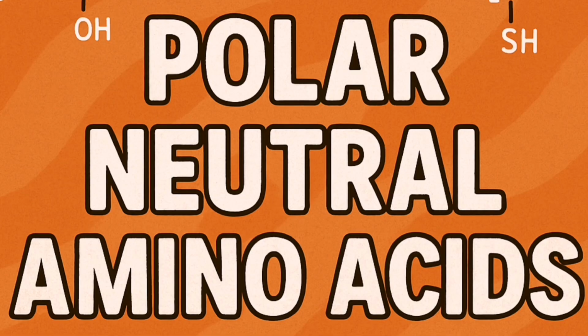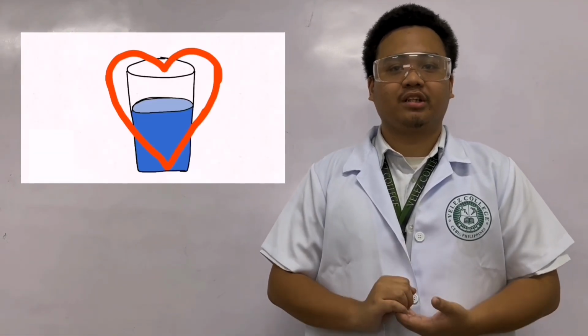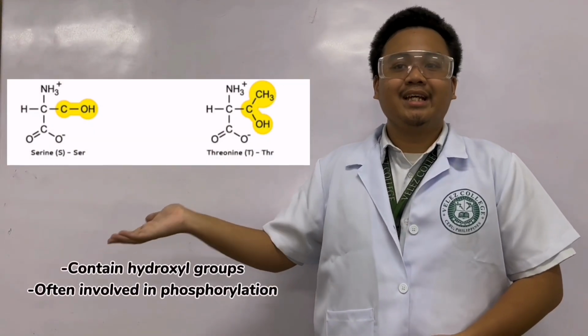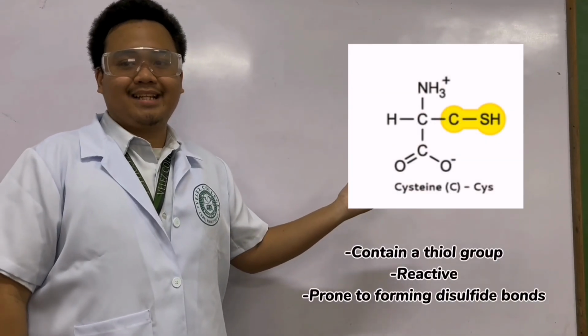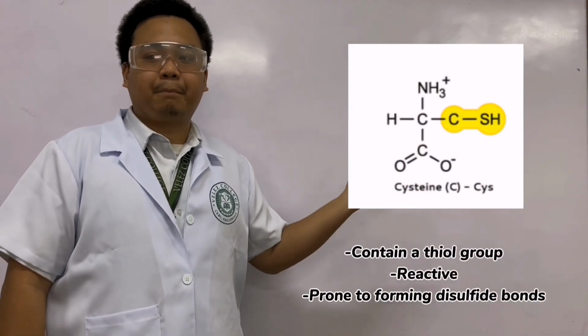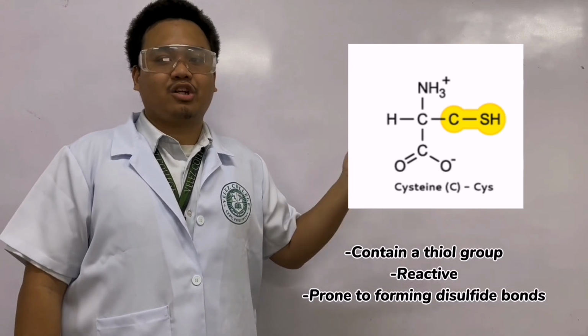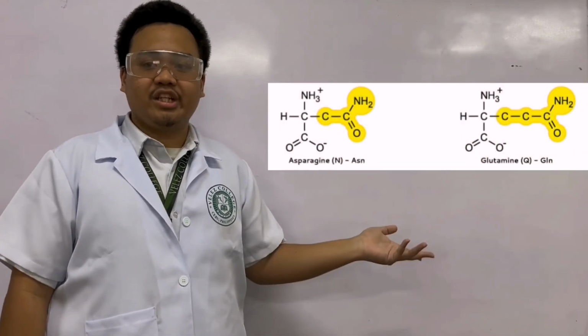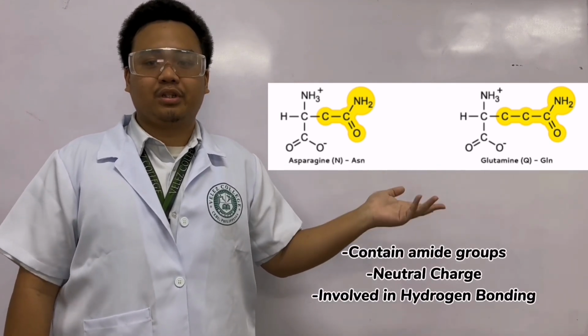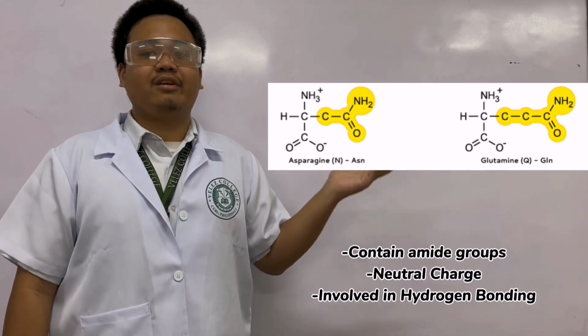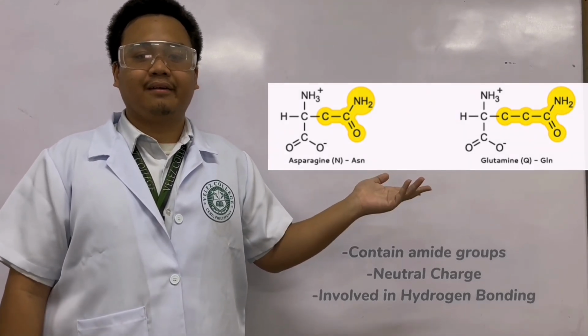Polar neutral amino acids. These amino acids have side chains that can form hydrogen bonds with water, making them hydrophilic. Examples include serine and threonine. These both contain hydroxyl groups which are often involved in phosphorylation. Cysteine. This amino acid has a thiol group, making it reactive and prone to forming disulfide bonds, which are crucial for protein stability. And asparagine and glutamine. These contain amide groups that do not gain or lose protons, remaining neutral in charge and often involved in hydrogen bonding.